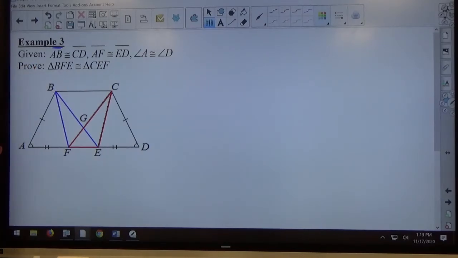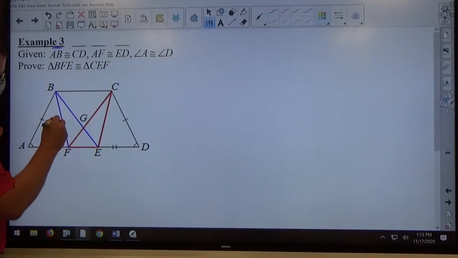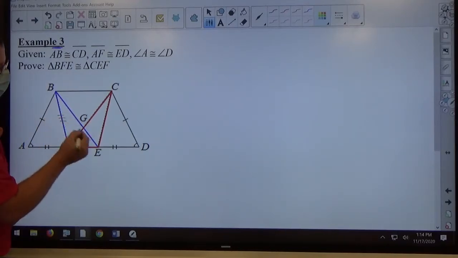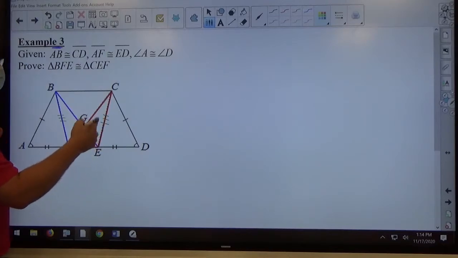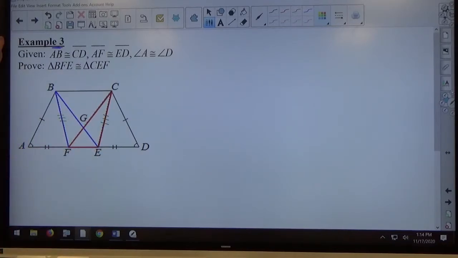Okay. If the triangles are congruent, that means all parts of the triangles are congruent. So I know that BF is congruent to CE. That's useful because those are sides within the triangle I'm trying to prove congruent, right? So just like that, the BF and CE are congruent. There's a couple sides in the triangles I'm trying to show congruent, all right?